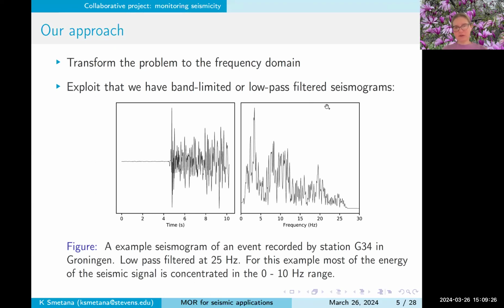So if we're now in the frequency domain, the idea is really to exploit that we're only interested in the low frequency range, so we try to stick to the low frequency range from the beginning to the very end. And I'll speak in a minute on how we do that in detail. I just wanted to highlight, this is an actual recording from Groningen. And if you look here, on the right-hand side, this low pass filter is 25 Hertz, but you already see that the majority of the information and the energy is there until maybe 15 Hertz or something like that. So doing this low pass filtering does make sense and is consistent with the data one can observe.